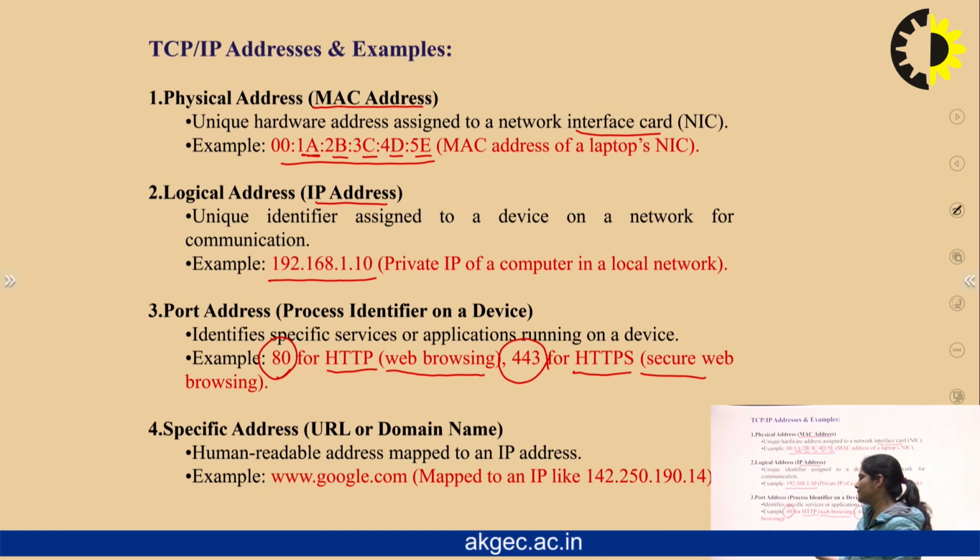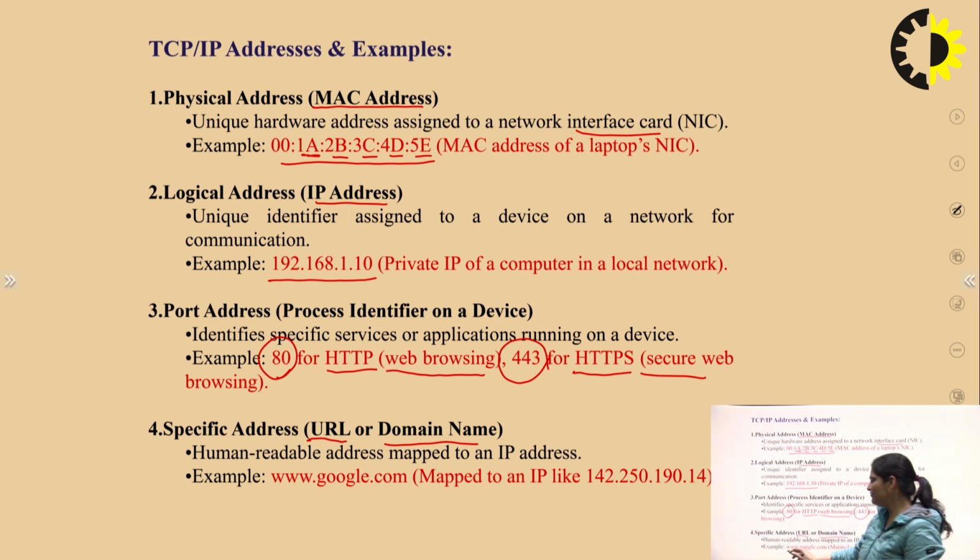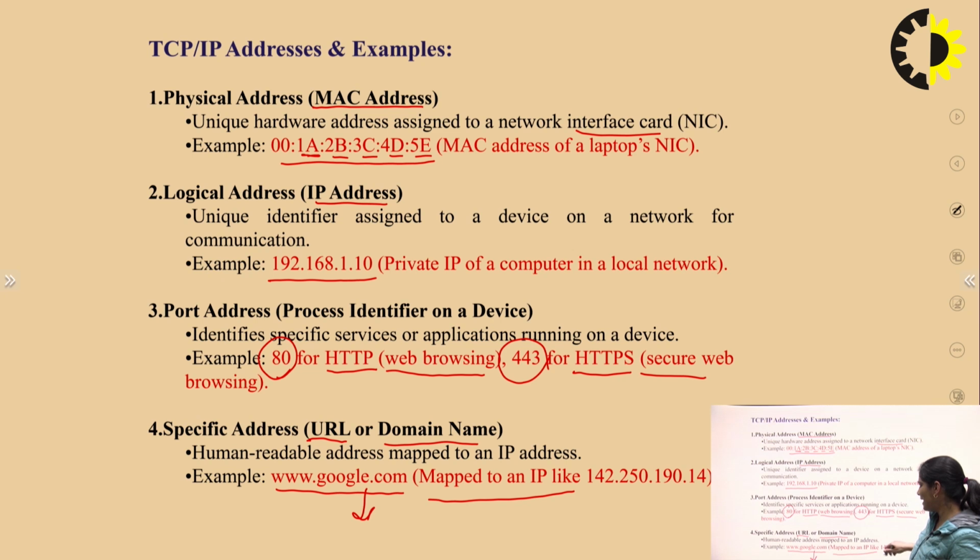Now specific addressing. Specific addressing is the URL, uniform resource locator address, that is, the domain name. It is a human-readable address mapped to an IP address. For example, let us say we have to open the website of Google. So that is your specific address. We have to enter www.google.com, and it is mapped to an IP like 142.250.190.14. So this is the description of all these addressing modes in each layer of the TCP/IP model.